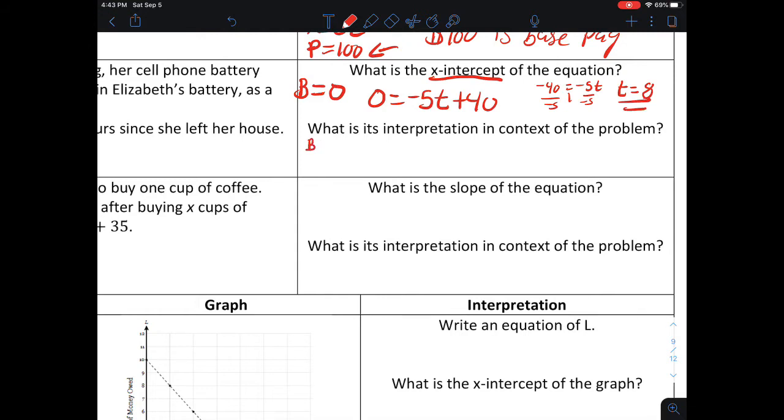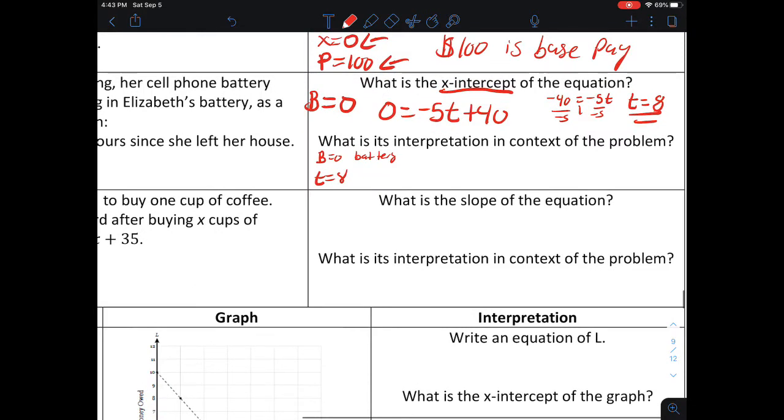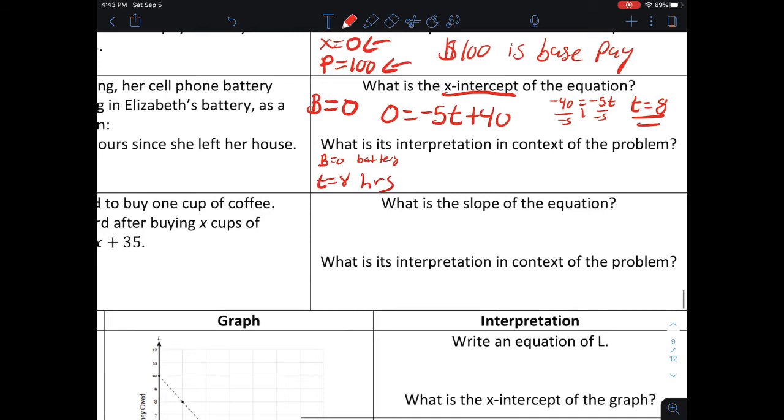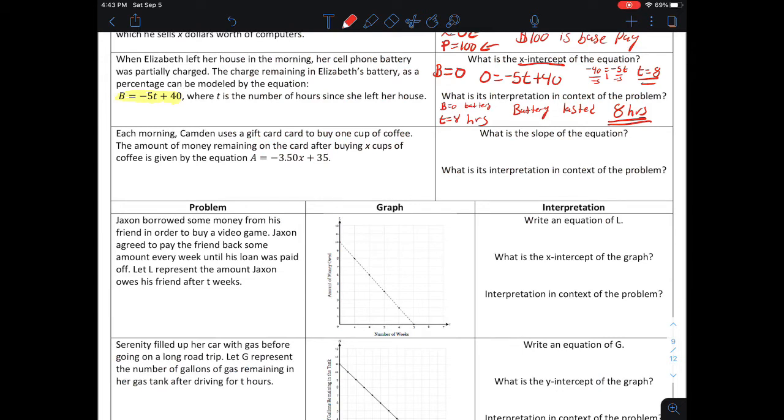So what does that mean in this problem? So when b equals 0, which is her battery, so the battery equals 0 when t equals 8. Well, t is the number of hours after she left. So the interpretation of this problem is that the battery lasted 8 hours.